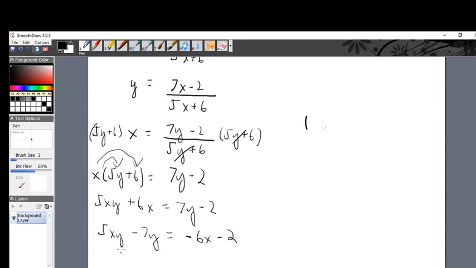I've got to put y on the outside of the parentheses. I'm factoring, basically. I'm getting the GCF, which is y, and putting it outside the parentheses. What's left over here? You divide this by y, you get 5x. You divide this by y, and you get negative 7, equals minus 6x minus 2.